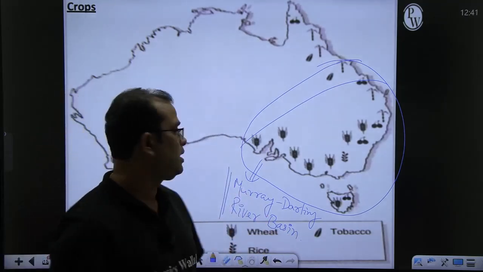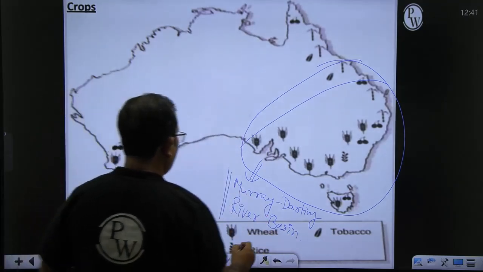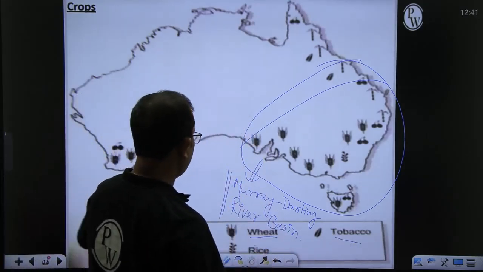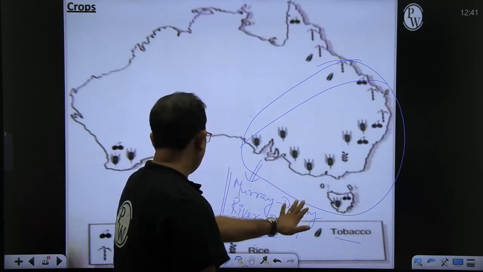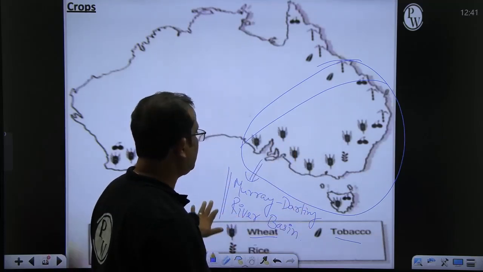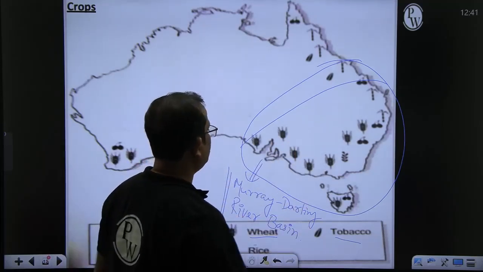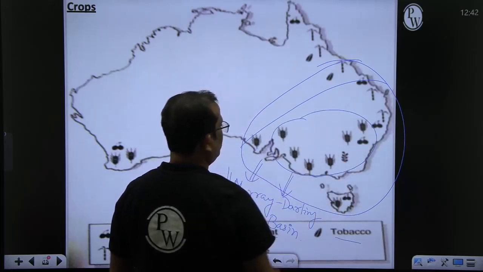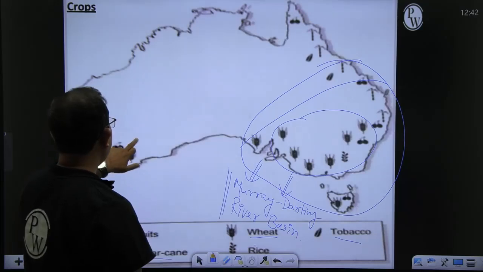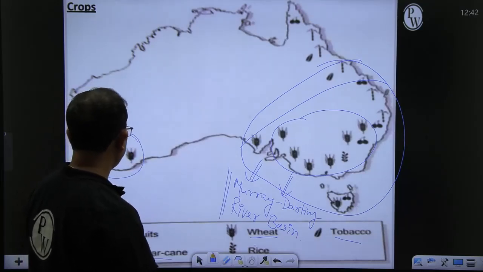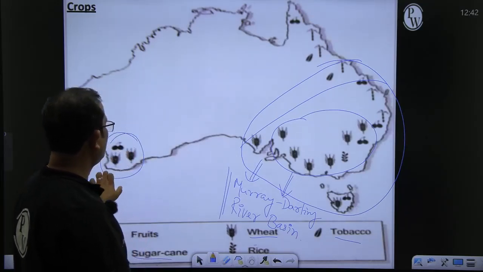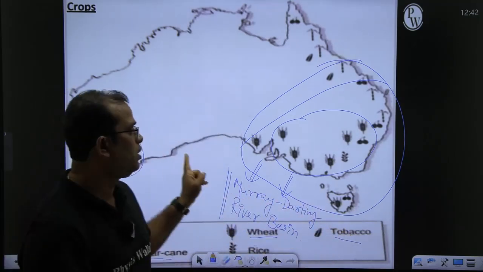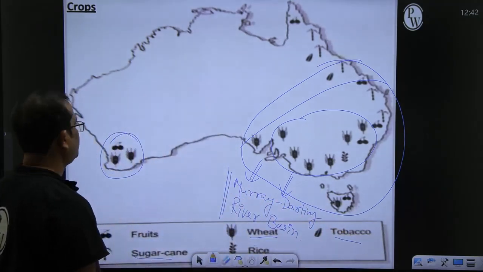In the Murray-Darling River Basin, if we see, the crops are particularly wheat, tobacco, rice, sugar cane, and also fruits and vegetables. Majorly wheat cultivation. In the Murray-Darling Basin, wheat, tobacco and rice are majorly concentrated, and in this area also wheat, and the Mediterranean climate also prevails here. This is what you have marked here. Next.